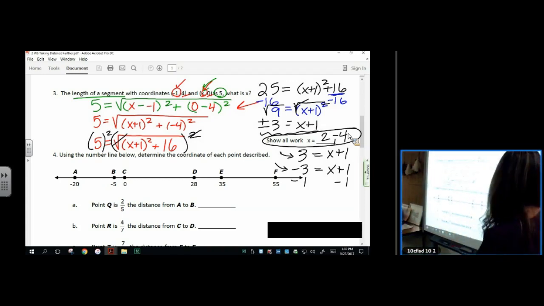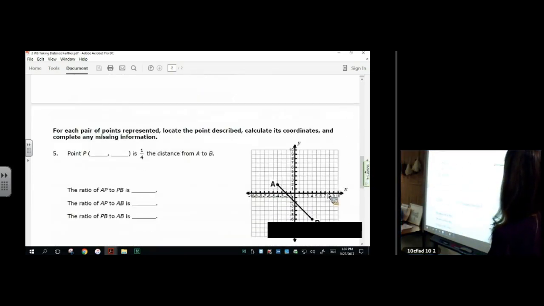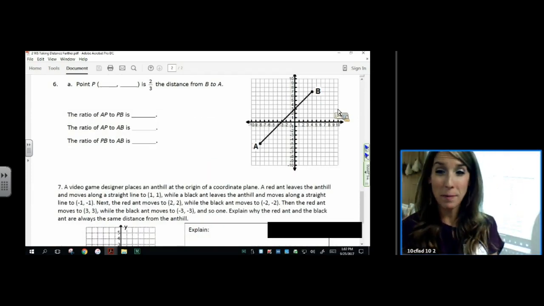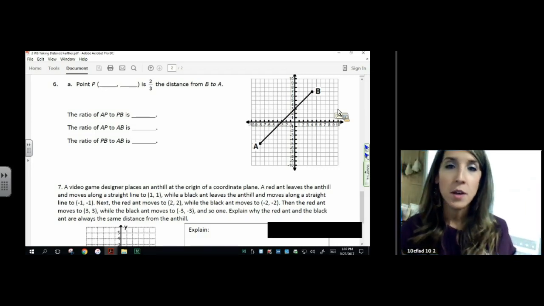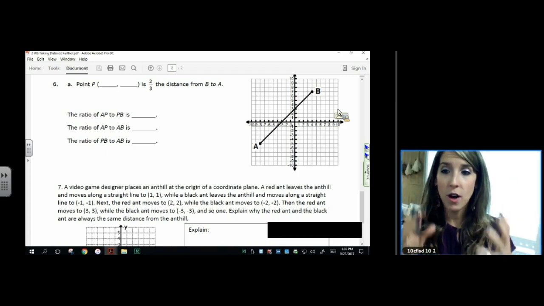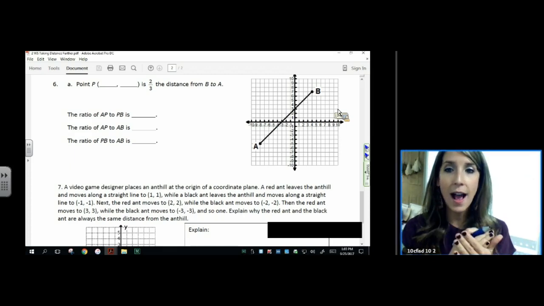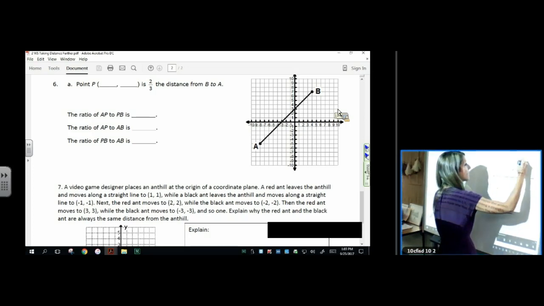Alrighty, let's go to the back of our paper and look at number 6. We need to find the location of point P that's located 2/3 of the distance from B to A. So what I taught my students was, when you're trying to find a fractional distance on a number line, first find the rise and the run. Find delta y and delta x. You can draw your rise and your run down and over or up and over, it doesn't matter. Make a right triangle, in other words.